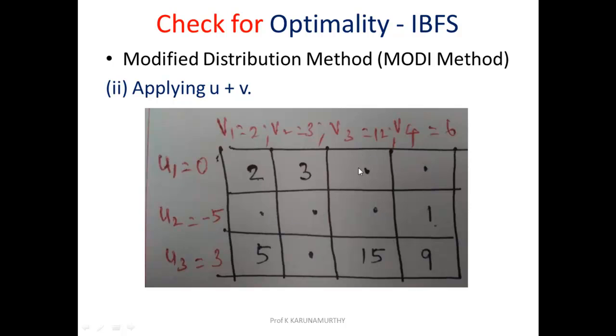So we are going to write the u plus v value for each unallocated cell. Let us say for this cell, it is 0 plus 12, so we will write 12 here. Then 0 plus 6, and that we will write here. Similarly for all unallocated cells, we are going to write the u plus v matrix.